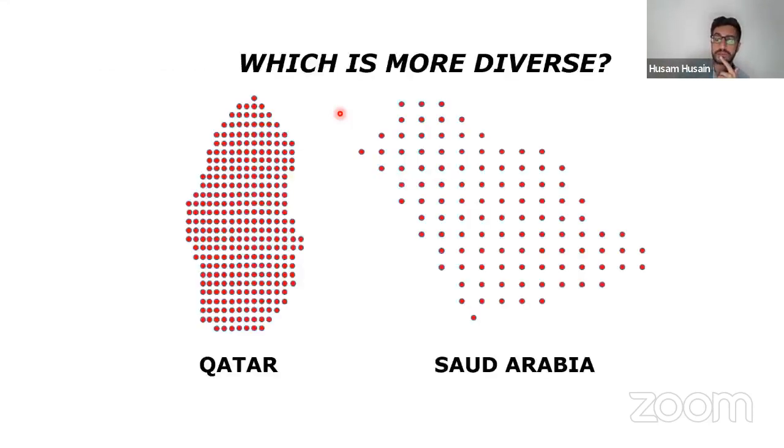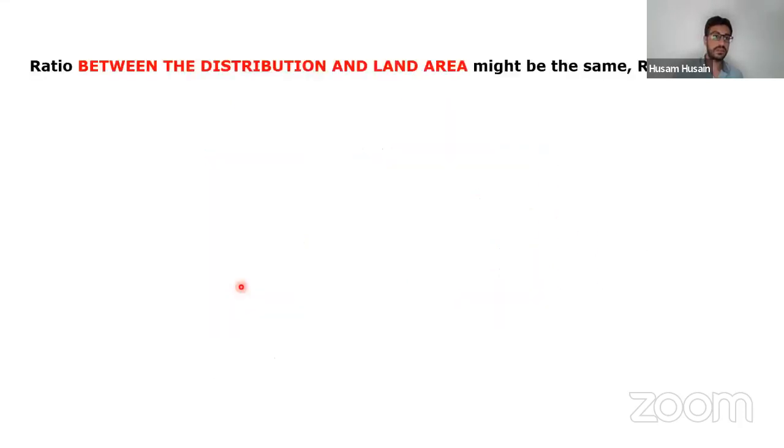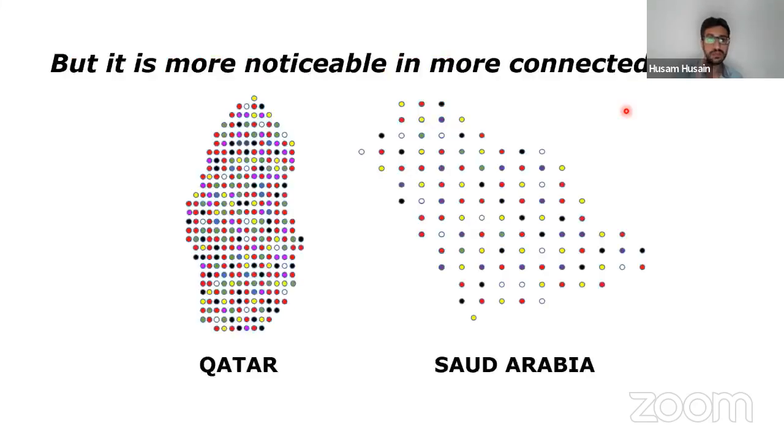Yeah, so getting back to the example of Qatar and Saudi Arabia, which in your opinion is more diverse, Qatar or Saudi Arabia? Let's represent diversity in different colors. Which in your opinion now is more diverse, Saudi Arabia or Qatar? The ratio between the distribution and land area might be the same in each of these two countries. Yeah, but it is more noticeable in connected areas.